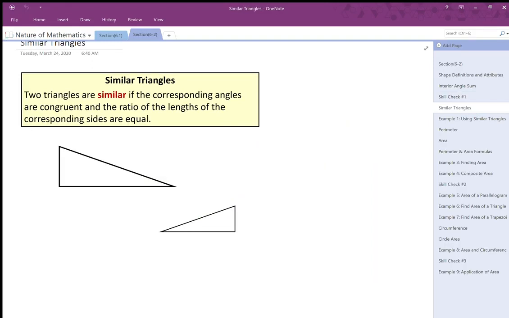Next topic, we have similar triangles. 2 triangles are similar if the corresponding angles are congruent. Often this is denoted with arcs. We can say these 2 angles are equal. We can say that these 2 angles are equal. And once you know that you have 2 angles from one triangle equal to 2 angles from the other triangle, then the third angles must be equal. And if that's the case, then if the angles are equal, the sides will be proportional.